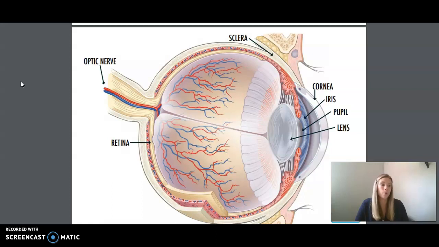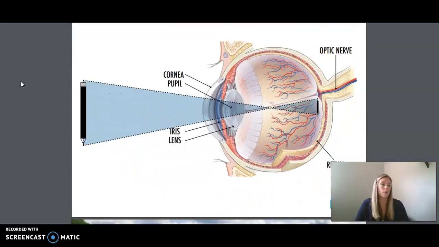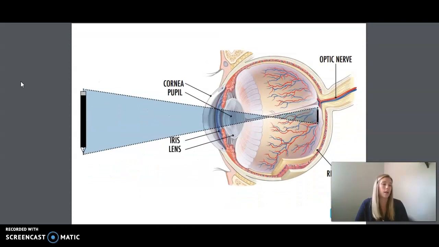There are three important parts inside the eyeballs that help you see: the lens, the retina, and the optic nerve. In order to see, you need light. It can be natural light from the sun or electrical light from a bulb, but all seeing begins with light. The eyes see objects by seeing the light that reflects or bounces off objects.